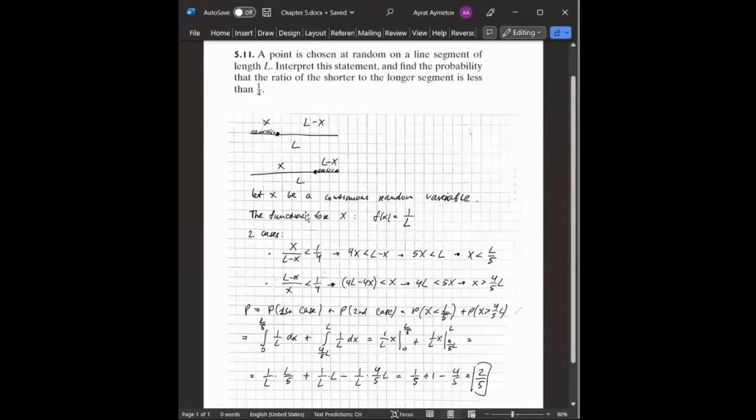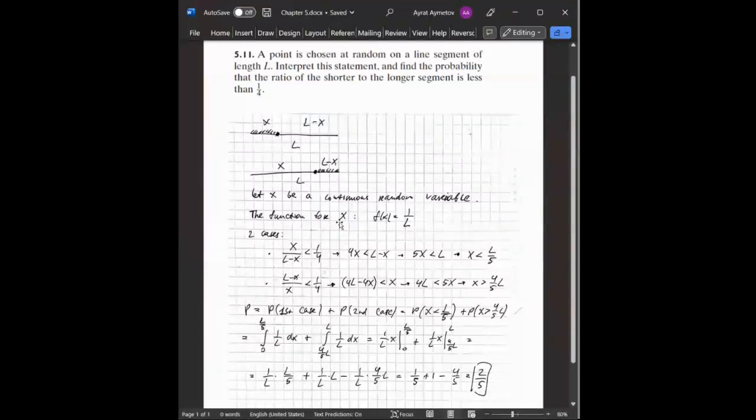Yes. Okay, it's 5.11. A point is chosen at random on a line segment of length L. Interpret this statement and find the probability that the ratio of the shorter to the longer segment is less than 1/4.